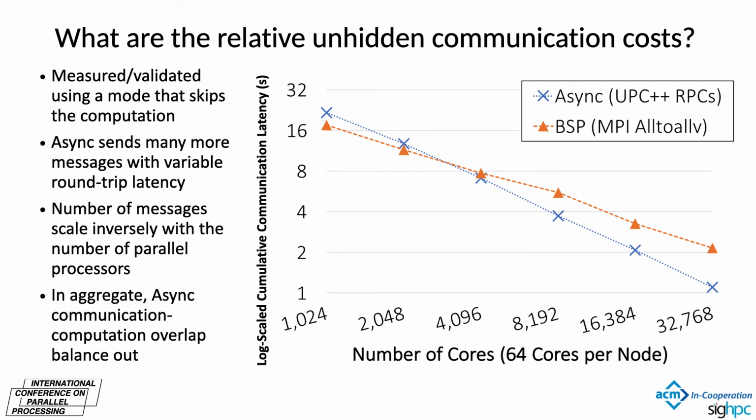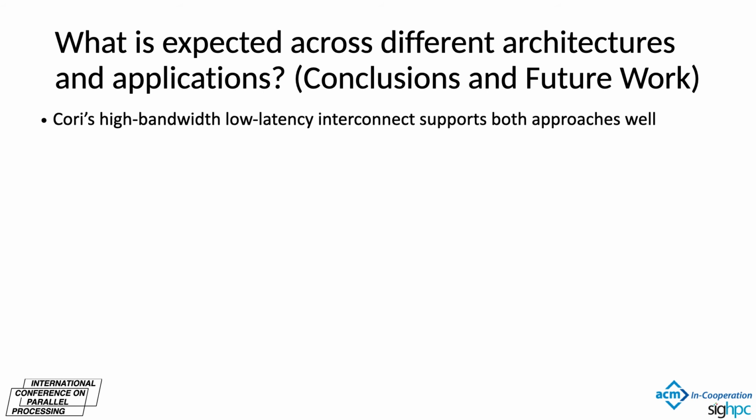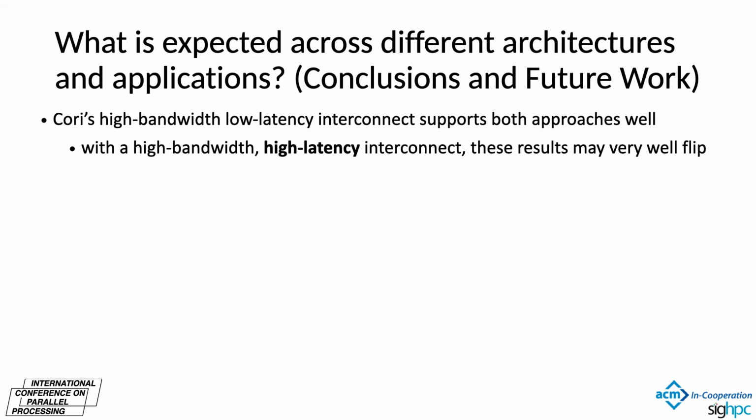On the other hand, the bulk synchronous version actually has lower latency initially, but with the inherent synchronization and other overheads, it doesn't scale as well in this case. Cori, of course, is outfitted with an HPC high bandwidth, low latency interconnect. So what do we expect across architectures and for similar problems with different ratios of communication to computation? First of all, we suspect that these results could very well flip on a high bandwidth, high latency interconnect. We have seen this in the past for similar applications over Ethernet, for example.